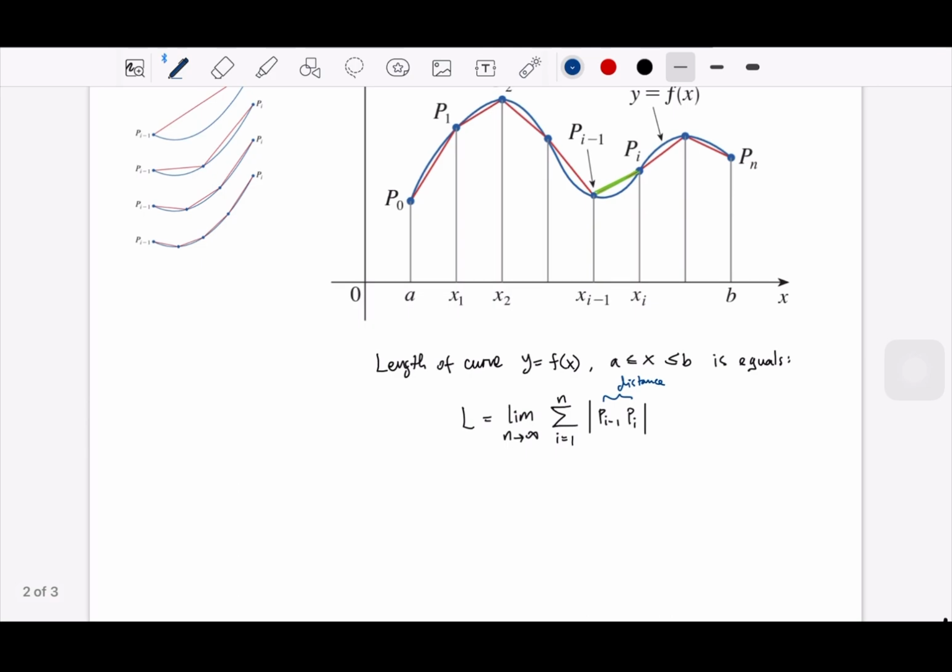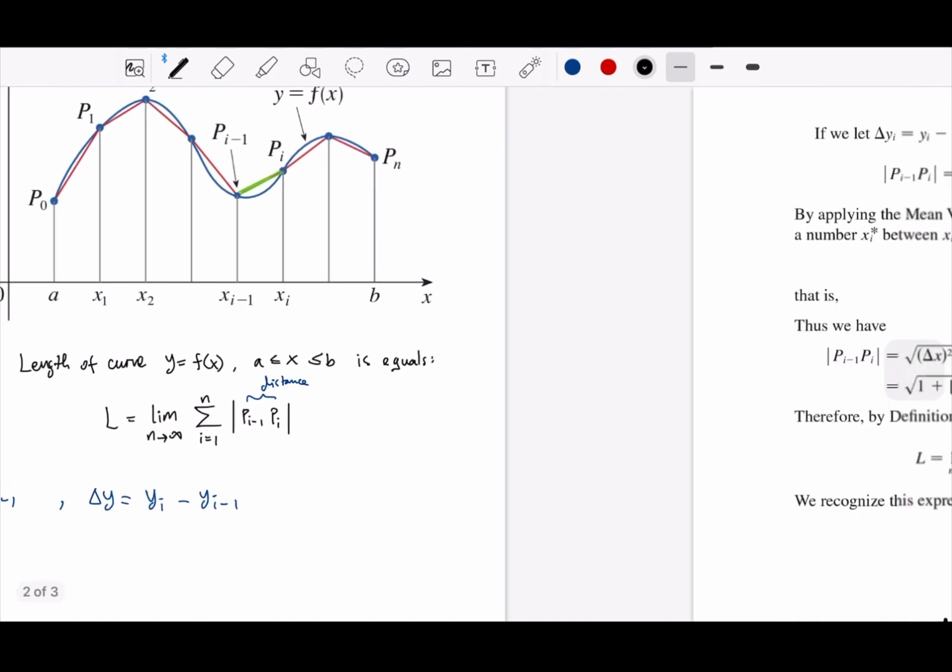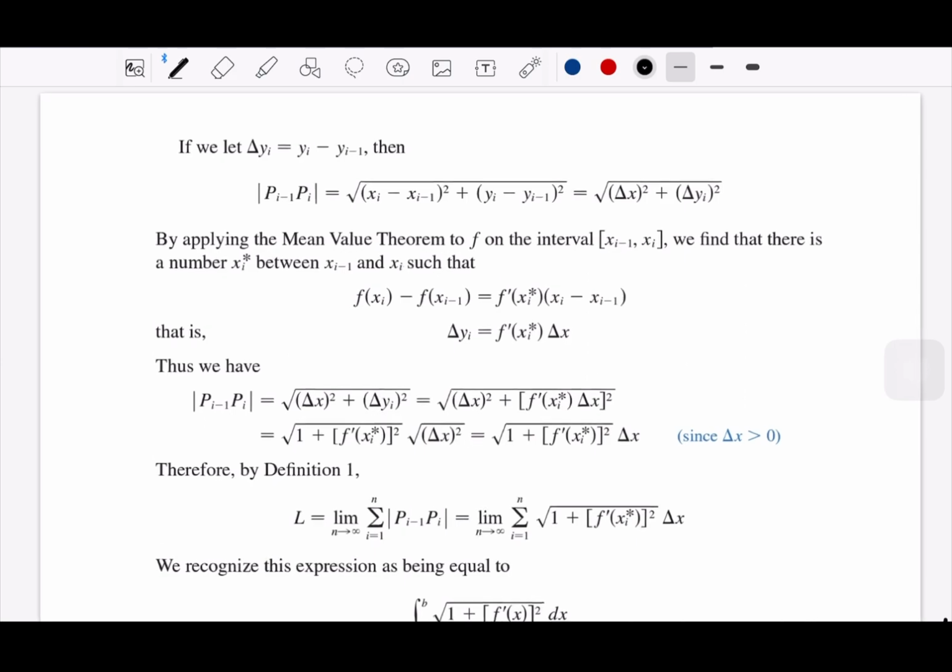Okay, so first we can let delta x be xi minus xi minus 1, and we let delta y be yi minus yi minus 1. So from this delta x and delta y, we could measure the distance from pi minus 1 to pi. I will give you the whole conclusions. If you have the textbook, you can read that part.